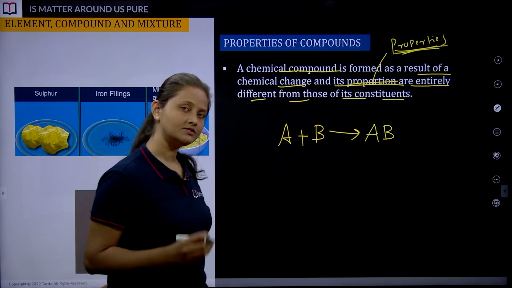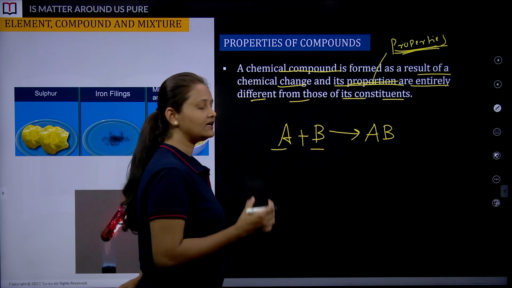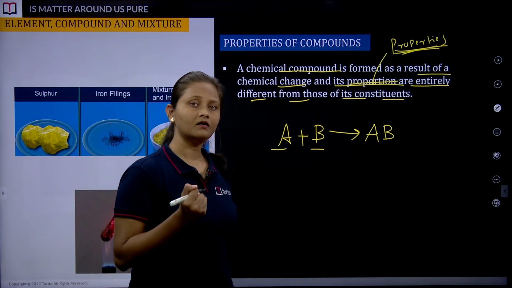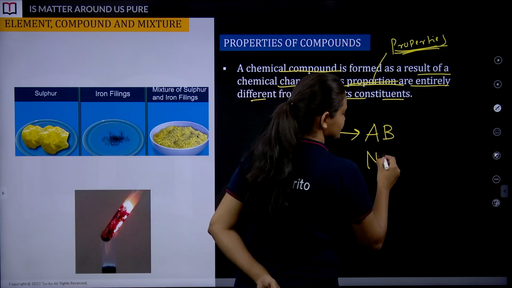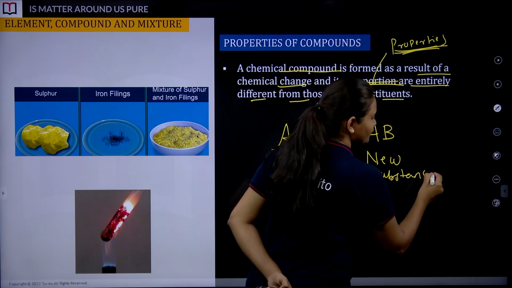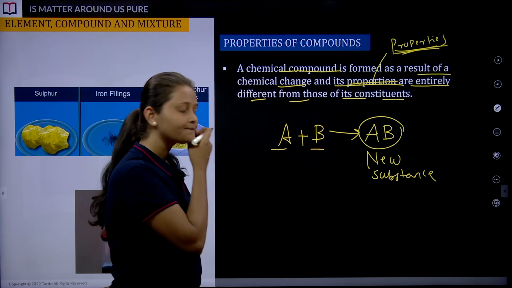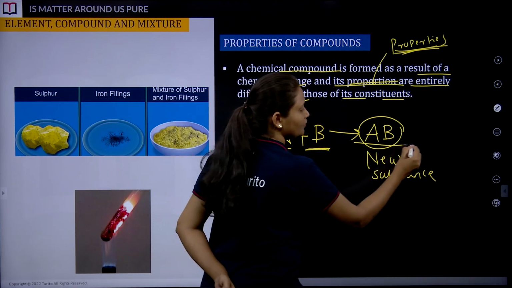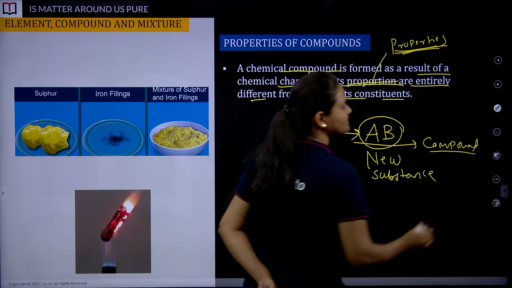And we have seen it is a property of chemical change that when two or more substances are getting chemically combined, or if there is a chemical reaction which is happening, it is going to give you a new substance. A new substance gets formed. This is AB, which is a new substance. This is element 1, this is element 2, both are chemically combined to give you what? Compound, which is a totally new substance, a brand new substance.